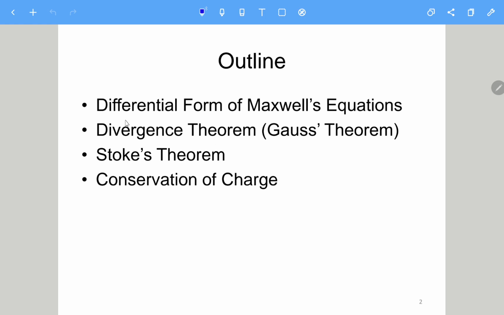So this is the outline. We'll introduce the differential form of the Maxwell equation, and then I will introduce two theorems in multivariable calculus. One is called the divergence theorem, or the Gauss theorem, and another one is called the Stokes theorem. Based on that, we can derive the differential form of the Maxwell equations. Also, we can mention the conservation of charge using an equation.